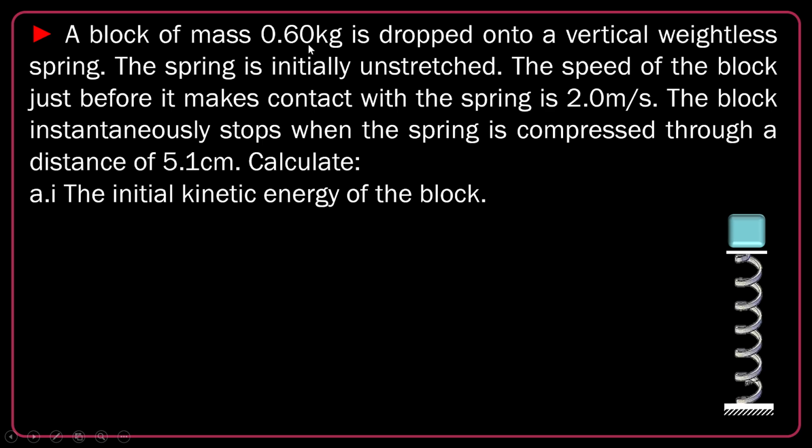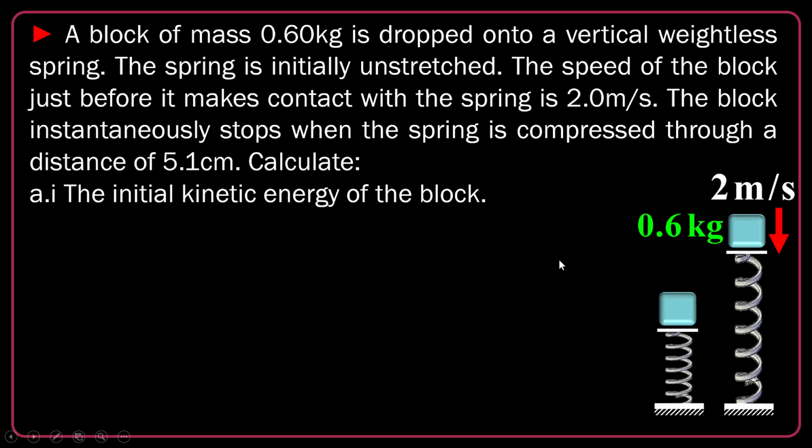A block of mass 0.6 kilogram is dropped onto a vertical weightless spring. The spring is initially unstretched, so it's in relaxed point. The speed of the block just before it makes contact with the spring is 2 meters per second. The block instantaneously stops when the spring is compressed through a distance of 5.1 centimeters. So the compression of the spring is 5.1 centimeters and it instantaneously stops here.